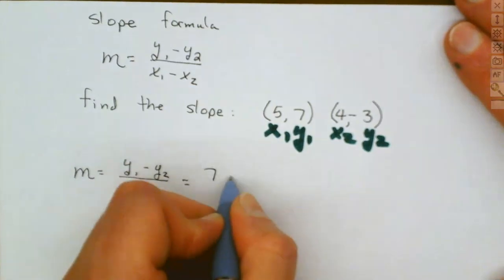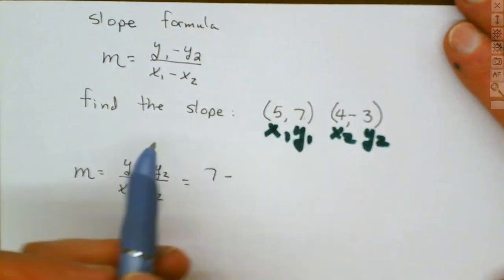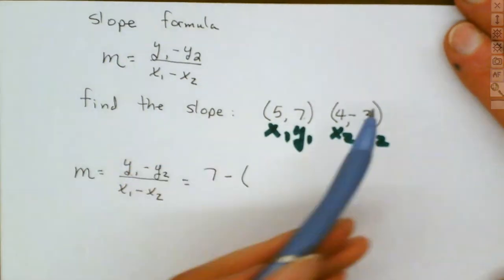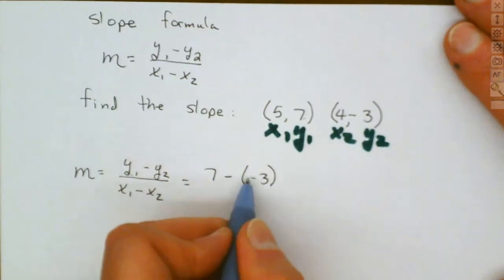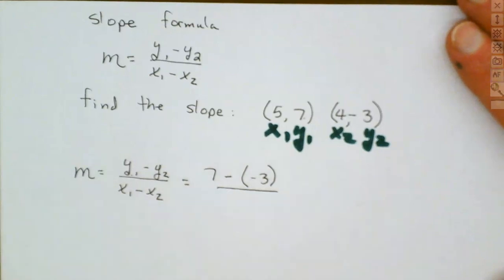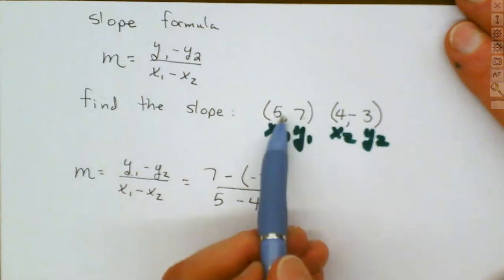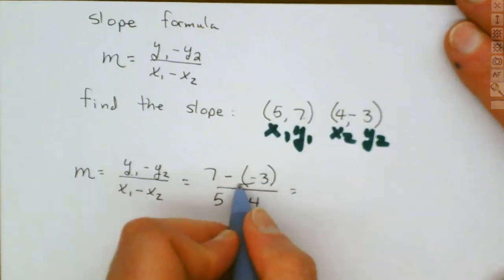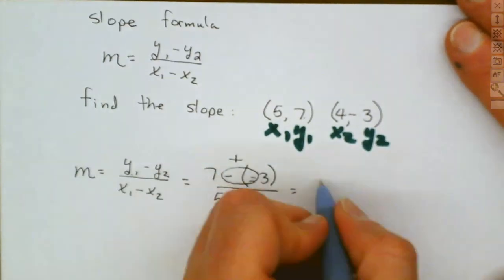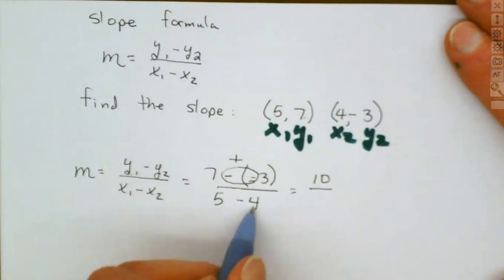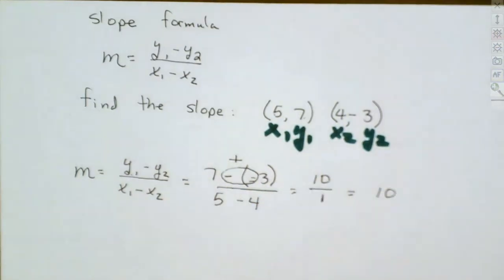So that is 7. Now, watch the signs here. 7, that's your y1, minus a -3. So you do have a double negative here. So that's 7 minus a -3. And that's going to be over 5 minus 4. Right? Those get subtracted from each other. We know the double negative here is going to make that positive. 7 plus 3 is 10. 5 minus 4 is a 1. So my slope would then be a 10.